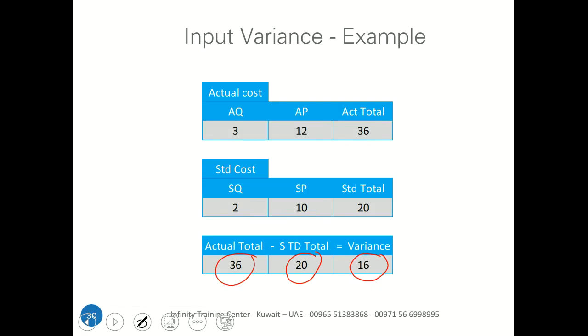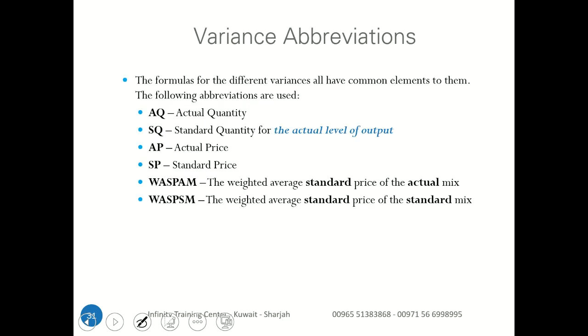So now we can say there is an input variance of 16, and in the coming slides we will be going in depth into these variances to find out what actually causes the variance or who is responsible for the variances. Okay, so we can go forward.